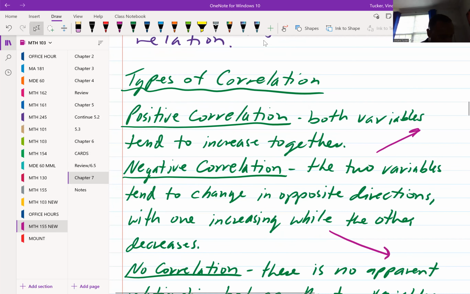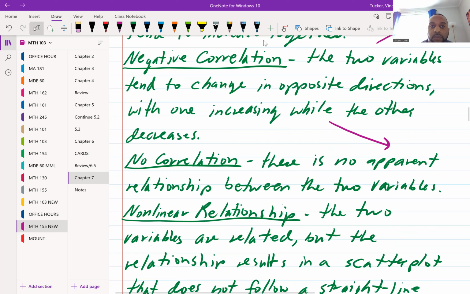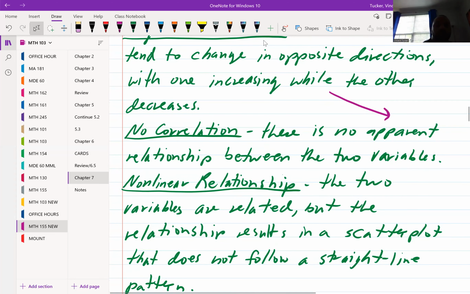All right, scrolling up. So last two statements similar to what we've already discussed. With no correlation, there is no apparent relationship between the two variables. And then nonlinear relationship, the two variables are related, but the relationship results in a scatter plot that does not follow a straight line pattern.